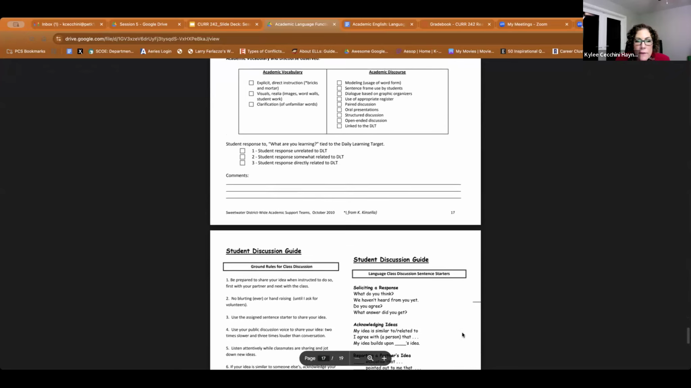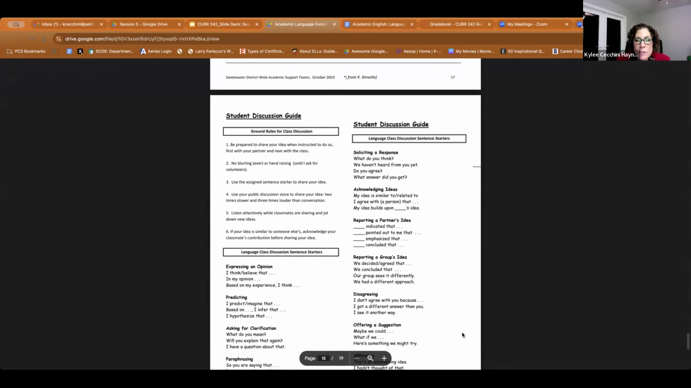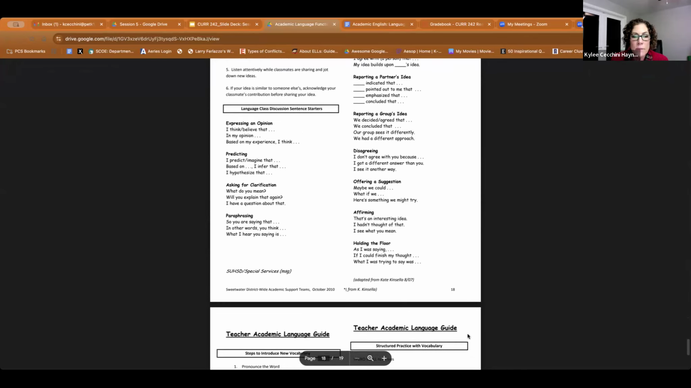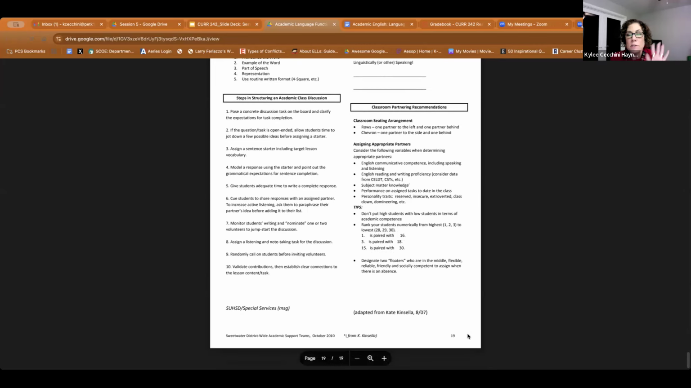At the end, they also give you some talk moves, so ways that students can participate in academic discourse, and they help them with sentence starters to participate in academic discussion.